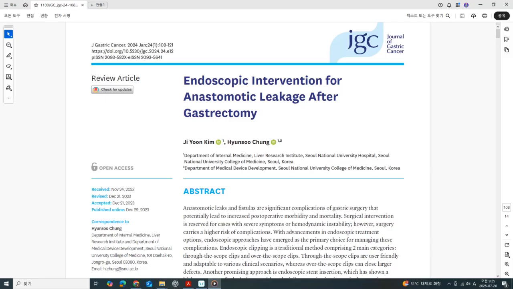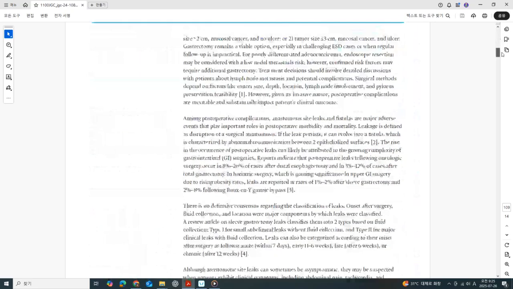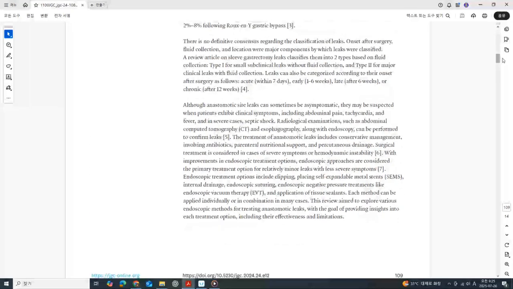Perfect. So let's start with the challenge itself. What are anastomotic leaks and fistulas? Why are they such a big deal? Okay, so imagine surgery on the stomach or esophagus. Surgeons often have to cut and then reconnect parts. An anastomotic leak, that's when the surgical joint, that connection point, doesn't quite seal properly. It leaks. Like a faulty pipe joint, basically.